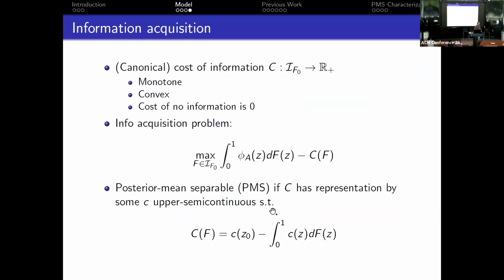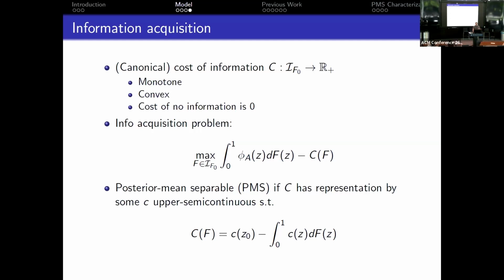All right, now we also want to look at the information acquisition process as coming from information being costly. So we want to have some cost function of information given by capital C. I put that it could be canonical. So there's always a canonical representation of a particular cost function. A canonical cost function is one that's monotone in the Blackwell order, so more information is more costly. It's convex, so that randomizing between two distributions yields something that's less costly. And the cost of no information is 0, so that if you don't acquire any information, you're not penalized for that.